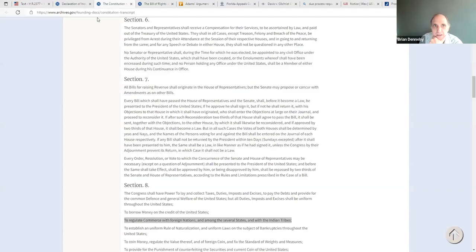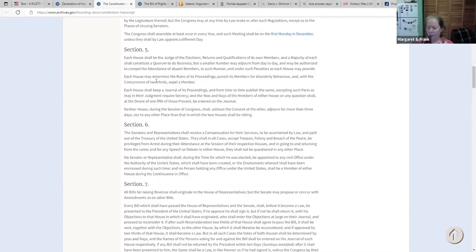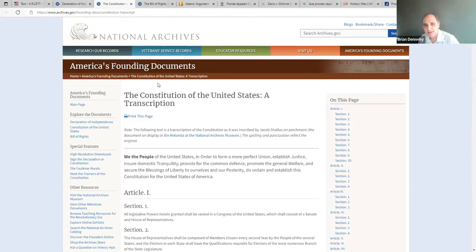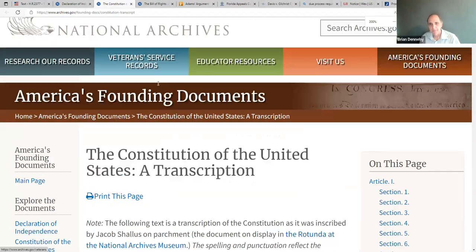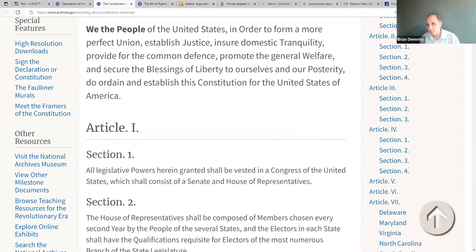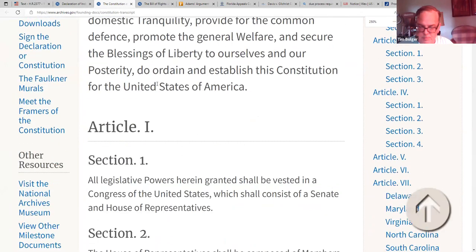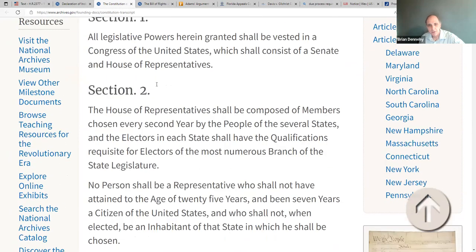So can I share my screen? Yes, you can. Okay. Should be just available and open for you. Okay. So can you see my screen? Yes, we can see it. It's small print. Well, all right. So this is the Constitution. I'll scroll to make it bigger. Is that better? Yes. Okay.